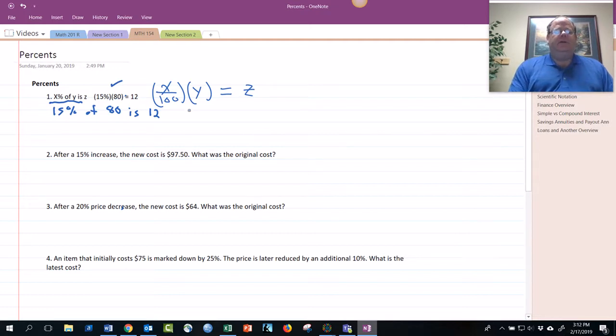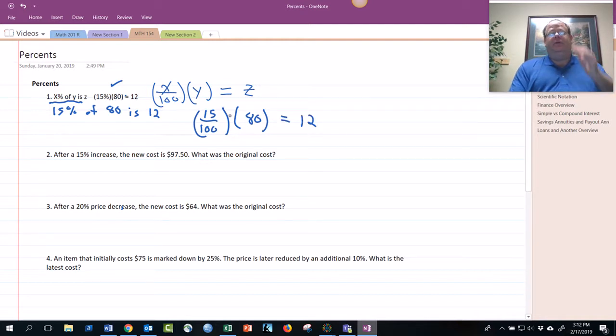Another way to do it would be with percent meaning per 100. So X over 100 times Y equals Z, or in this case, 15 over 100 times 80. And if you work that out, it does in fact equal 12.